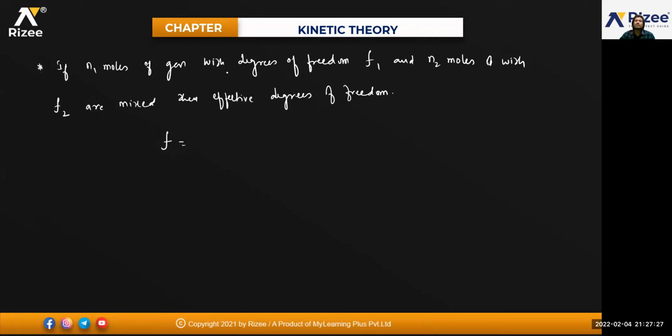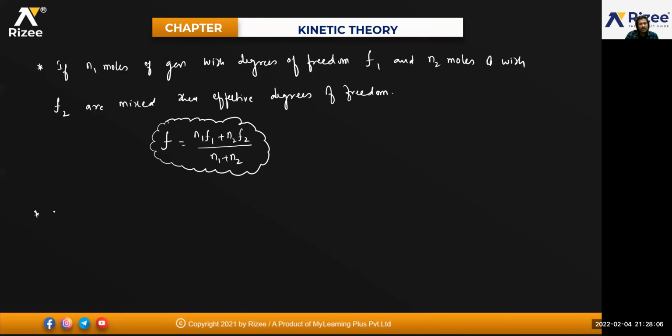See here, n1 moles of a gas with degrees of freedom f1 and n2 moles with f2 degrees of freedom are being mixed. Then the effective degrees of freedom, I'm taking it as f. So f will be equal to n1 f1 plus n2 f2 divided by the total number of moles, that is n1 plus n2.